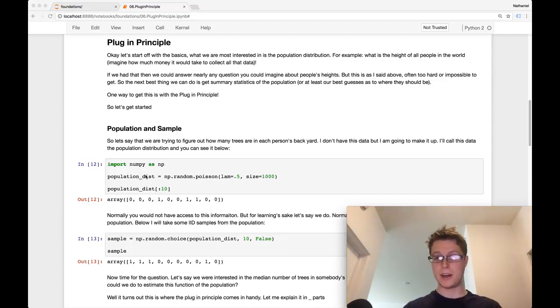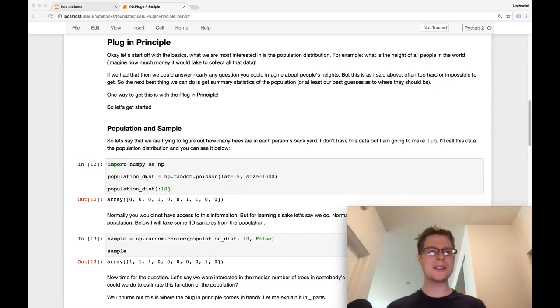Sampling that many people is way too expensive. And as well, sometimes you just can't do it. For example, if you want to know what future customers will do, you can't sample future customers. They don't exist yet. So one way to get around this, one way to be able to answer questions about your population is to use the plugin principle.